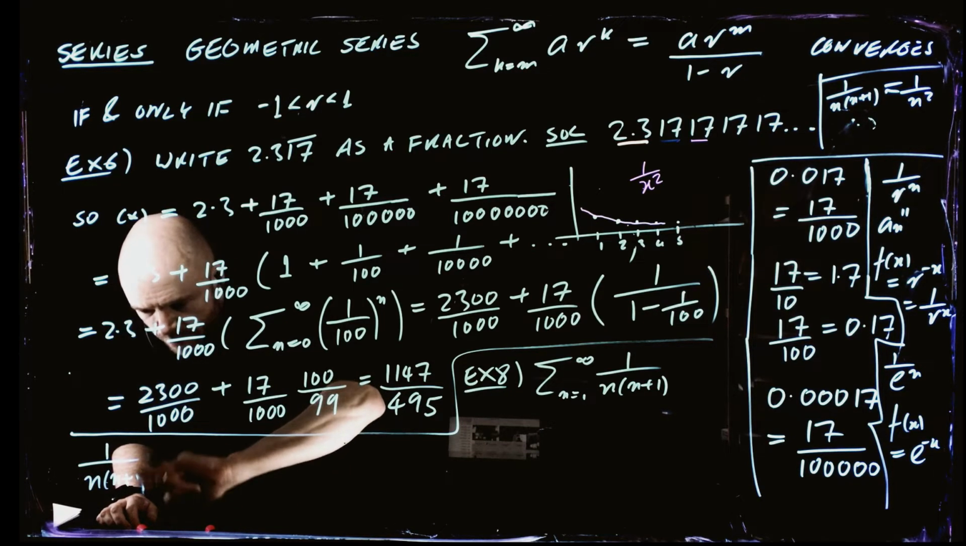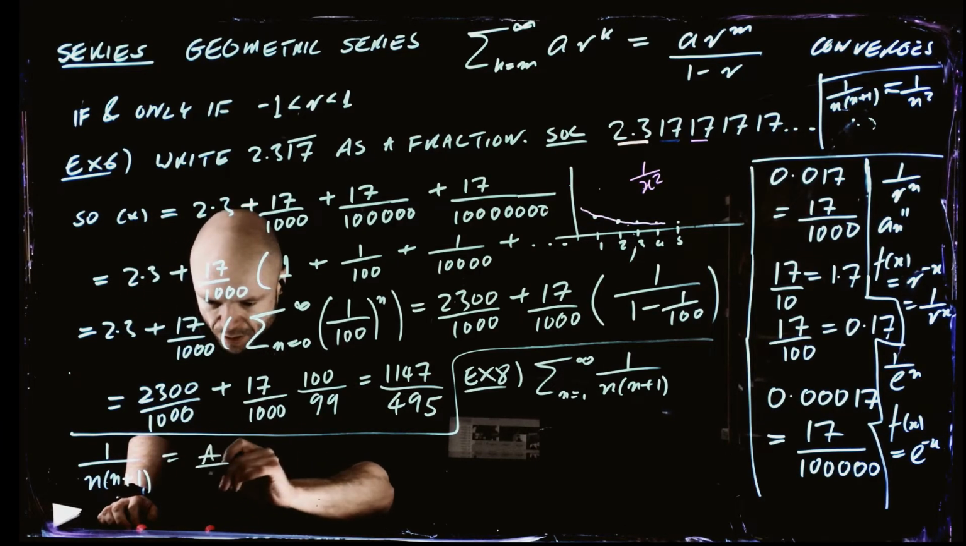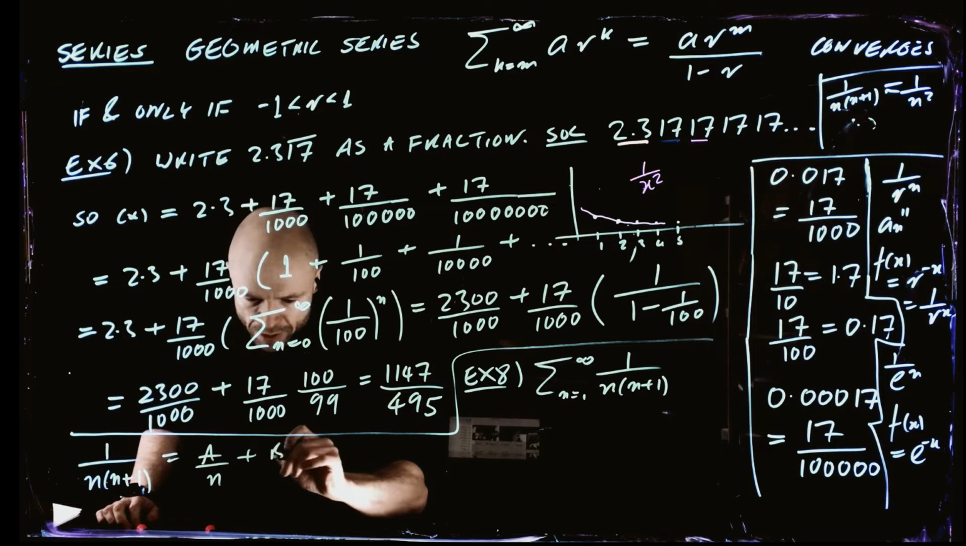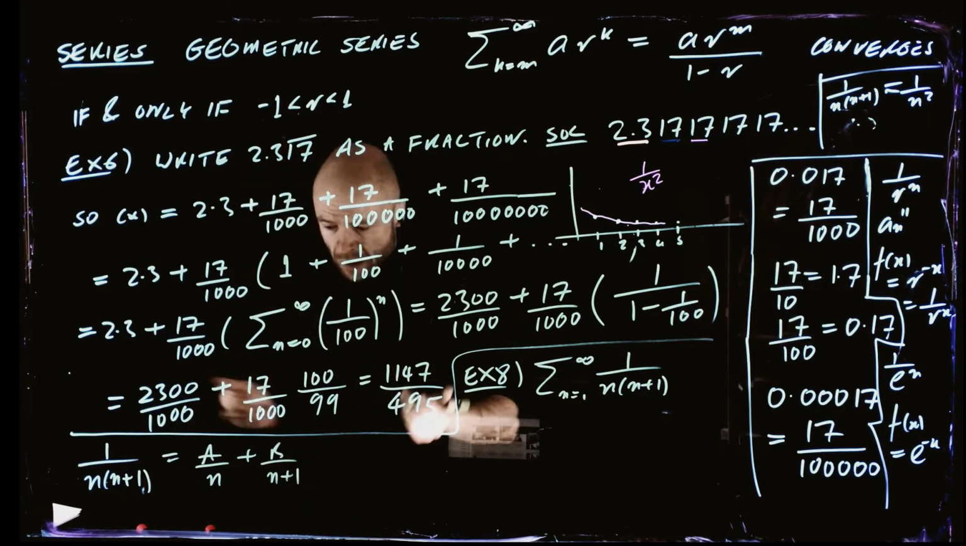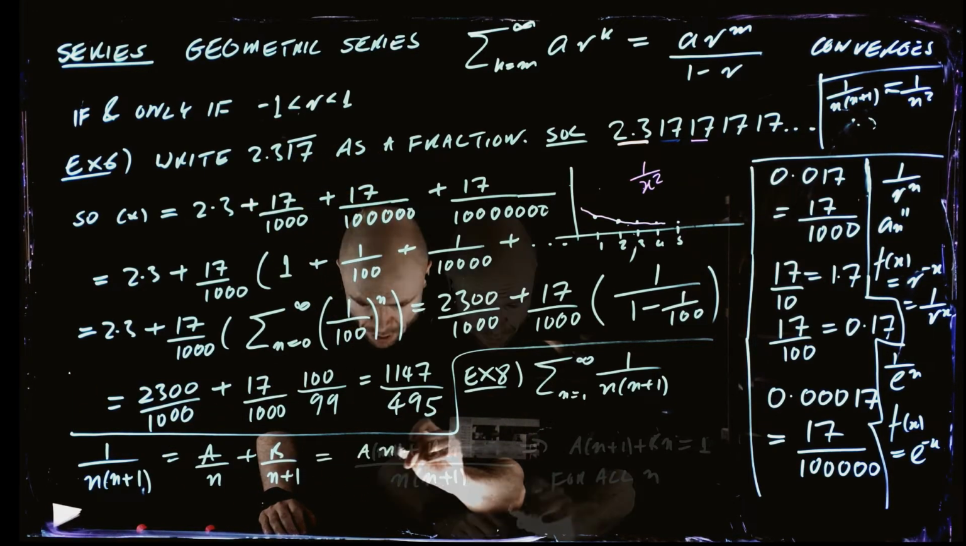We can consider this like this, as a over n plus b over n plus 1. Okay, just from our knowledge of partial fractions. And then we can just figure out what these coefficients are.